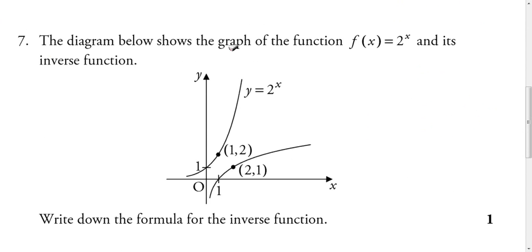Question 7. The diagram below shows the graph of the function f of x equals 2 to the power x and its inverse function. Write down the formula for the inverse function. Well, the inverse of an exponential graph is a logarithmic graph, and here it's base 2 because this is 2 to the power x. So y equals log of x to the base 2. If it was 3 to the power x, then the inverse would be y equals log x to the base 3, and so on.